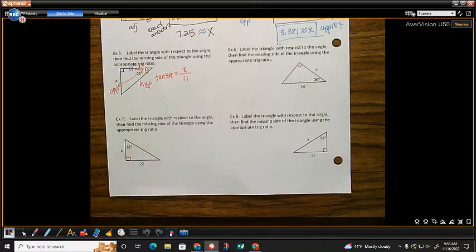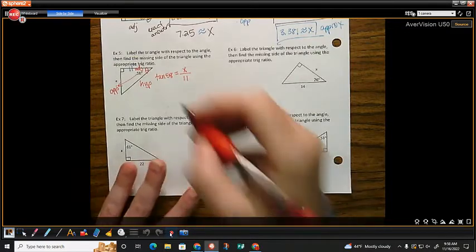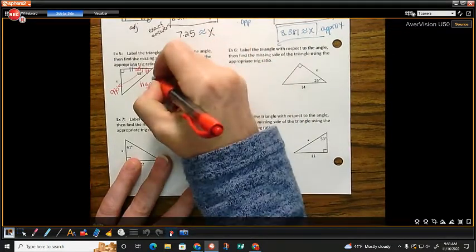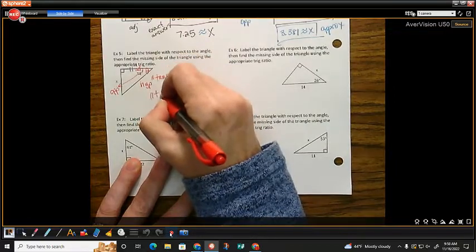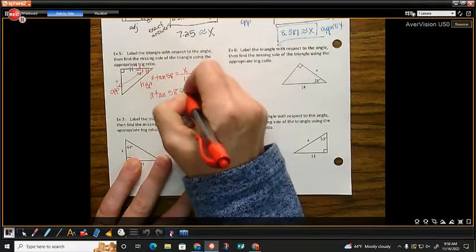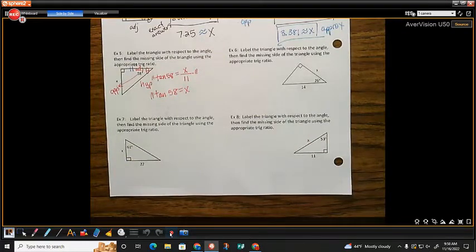Yes. Okay, so I need a victim. How do I get rid of that 11? Multiply it on both sides. So now I've got 11 times the tangent of 58. There you go, your side is 11 tangent 58. You got it right.